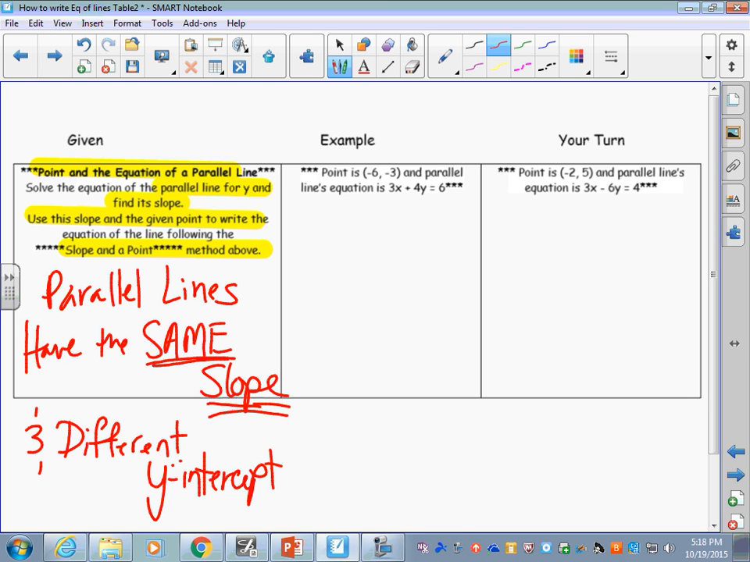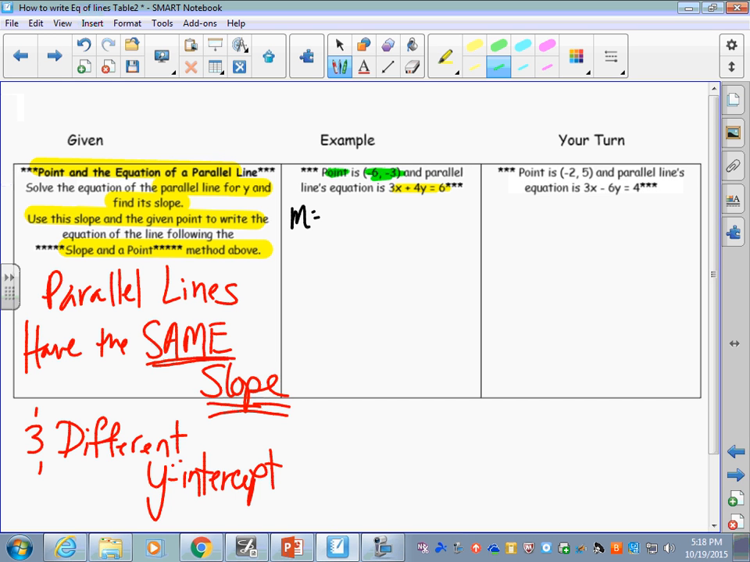Alright, so the first thing you have to do when determining or writing the equation of a parallel line is you have to find the slope. Okay? And you have to look at the equation that's given to you and any other given information. In this problem, they tell us that the equation is in standard form right here. This is 3x plus 4y equals 6. And they tell us the point -6, -3.